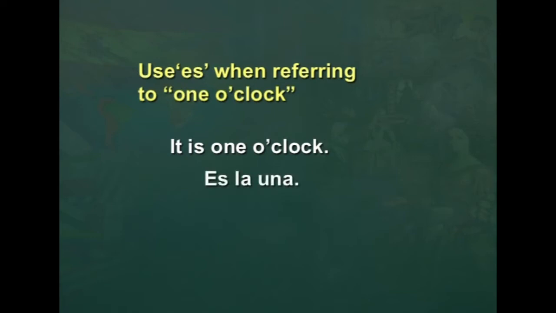If you remember, in the earlier session we have learned that we use the verb ser to talk about time and to tell about the time. We also learned that for expressing time we make the use of the verb ser for is. Part of the question is what is the time? ¿Qué hora es? Now, use es when referring to 1 o'clock. It is 1 o'clock. Es la una.